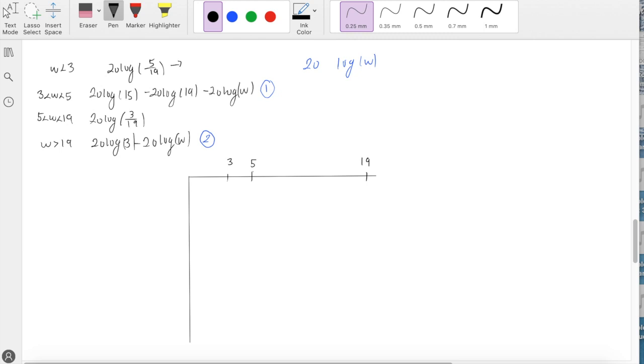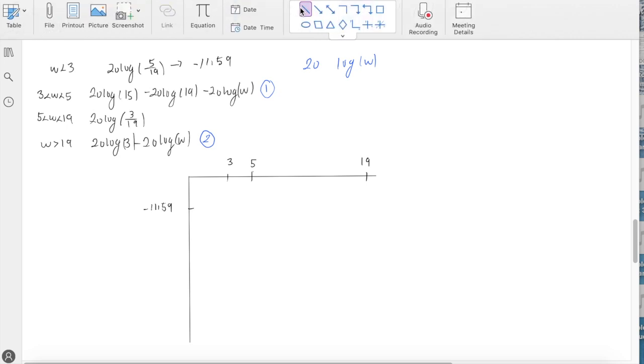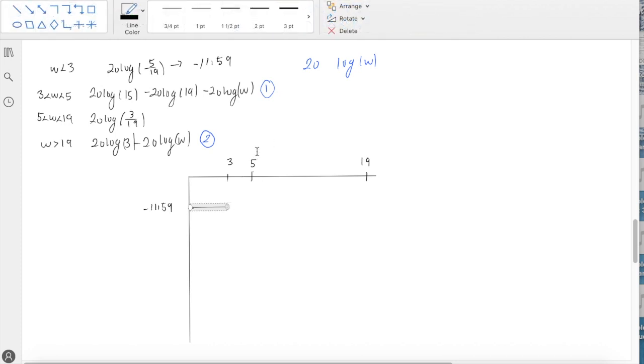So for the first part, since this is just a number, we can simply plug that into our calculator and find the value. When we do that, it's negative 11.59. So here, we know that the graph's going to start at negative 11.59. It will have a slope of 0 from 0 to 3. So we can simply draw this as a straight horizontal line till 3.